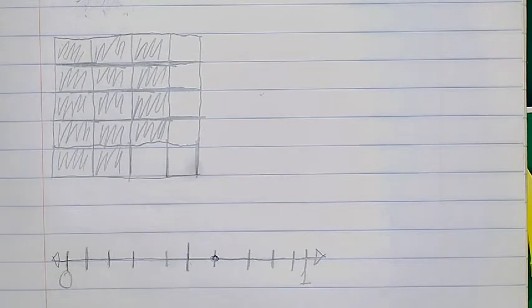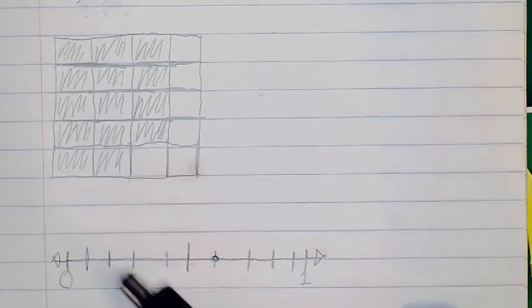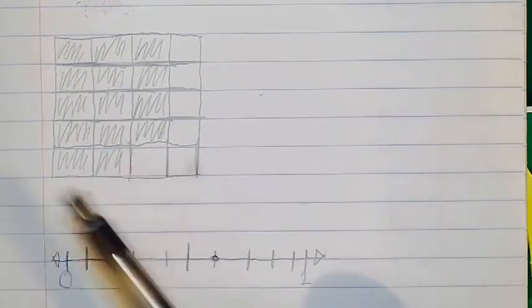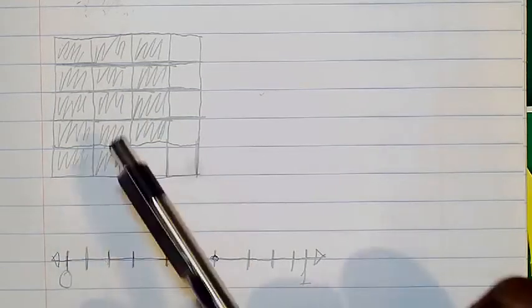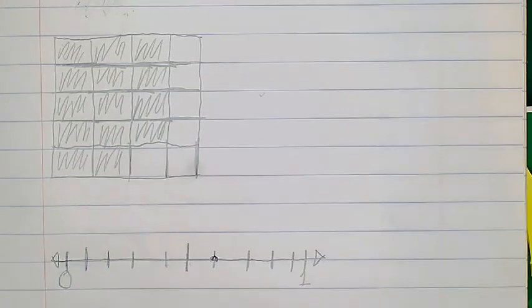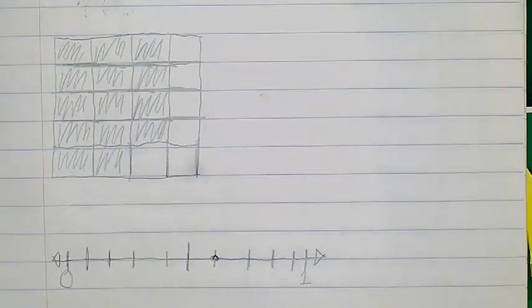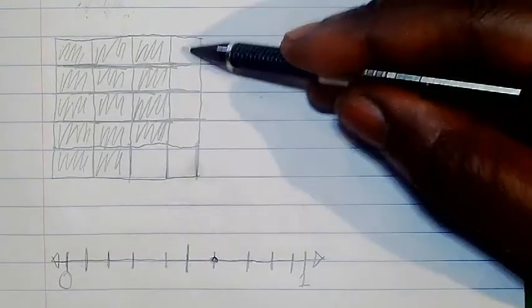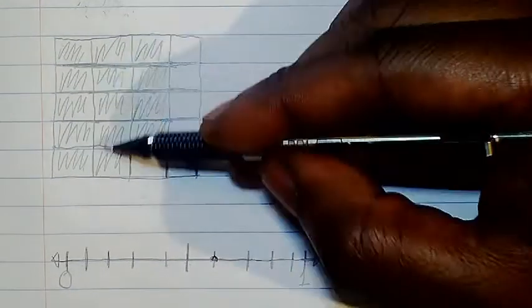For these two models, we're going to be asked the percent. Now make sure you pay very close attention, because this isn't out of 100. So we first have to find the total amount. So we have 5, 10, 15, 20. So 20 represents our total.